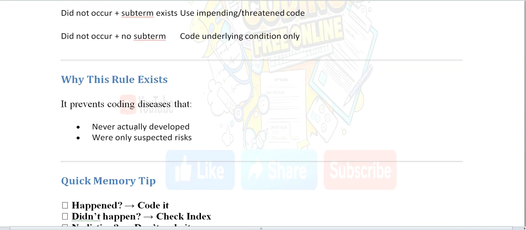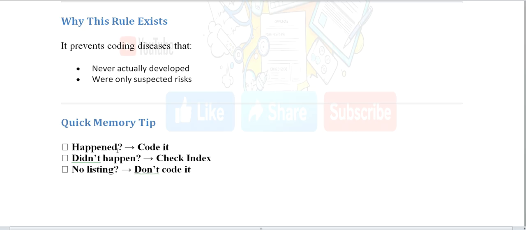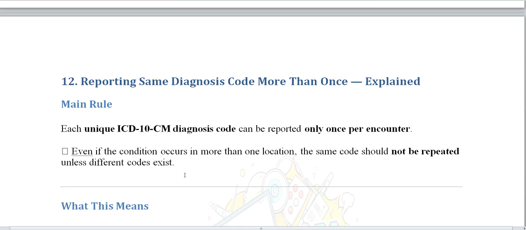So why this rule exists: it means the condition never actually developed, and there was only a suspected risk. So if it happened, code it. Did not happen, check the index. No listing, don't code it. That's it. Okay. Next, reporting the same diagnosis code more than once.